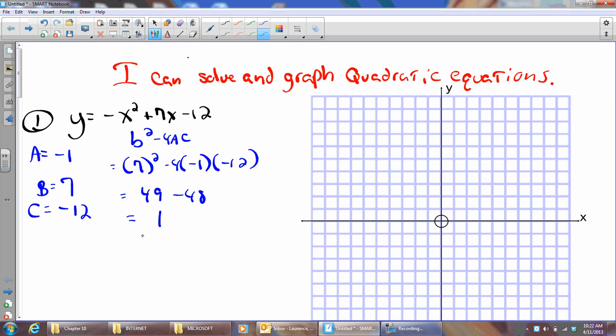All right, that means there's going to be two zeros or two solutions. Remember that the discriminant tells us how many solutions. If we get a positive number, there's two zeros. If we get a zero, there's one solution. And if we get a number smaller than zero, a negative, there is no solution. Doesn't mean you can't graph it, just means it won't cross the x-axis. All right, so now I have two zeros.